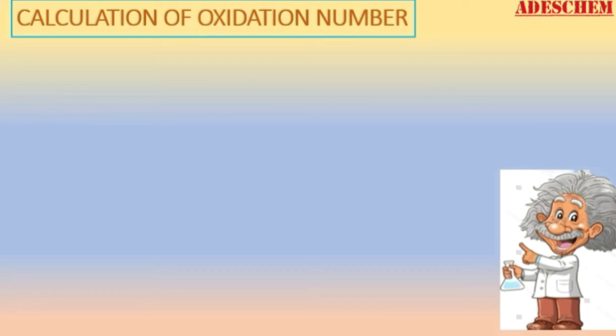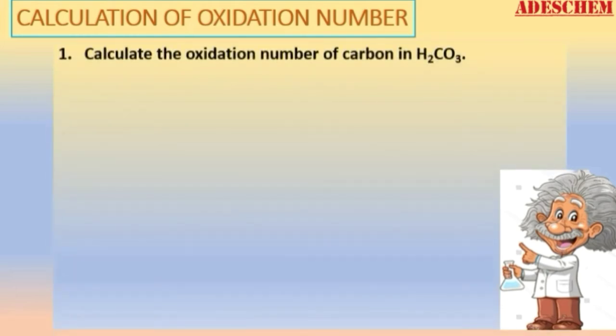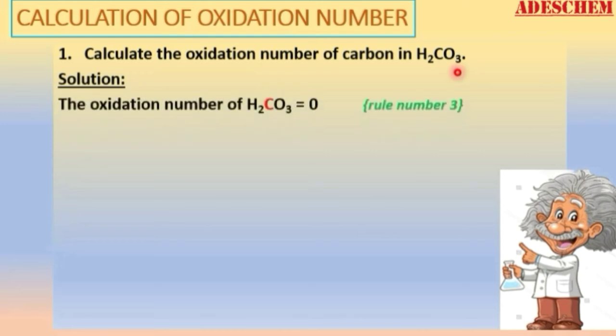Now let's do some calculations on oxidation number. Example 1. You are asked here to calculate the oxidation number of carbon in H2CO3. Now remember our rule that the oxidation number of a compound is always equal to 0. So we are going to say the oxidation number of H2CO3 is equal to 0.